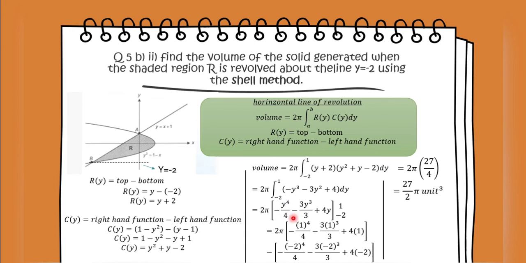The next step is integrate this equation, and then you will get negative y to the power of 4 over 4 minus 3y cubed over 3 plus 4y. Okay, and then replace the values of b and a into this equation, and then you will get 2 pi times 27 over 4. Okay, and then the last answer is when you multiply 2 times 27 over 4, and you will get 27 over 2 pi units cubed.